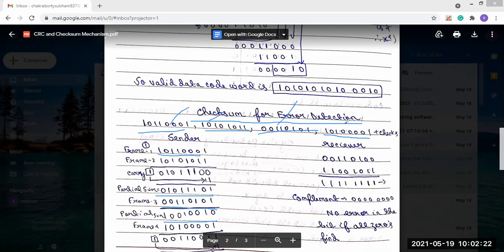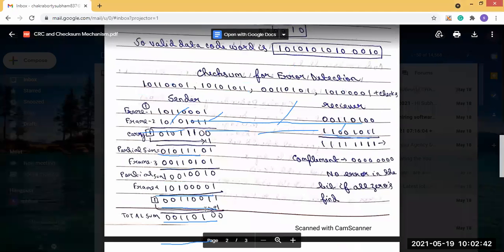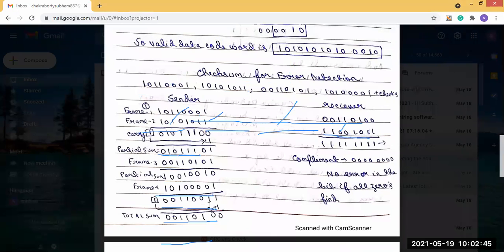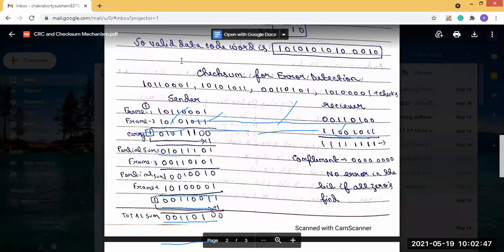Now this fourth number should be added, that is 1 0 1 0 0 0 0 0 1. After this addition, a carry is generated. Whenever a carry is generated, it will be added with the LSB bit. After adding, the total sum we get is 0 0 1 1 0 1 0 0.